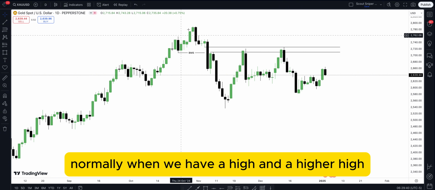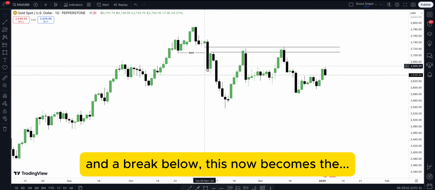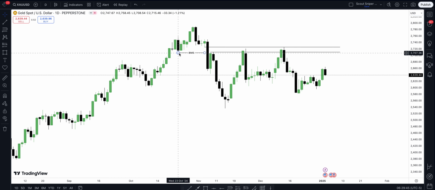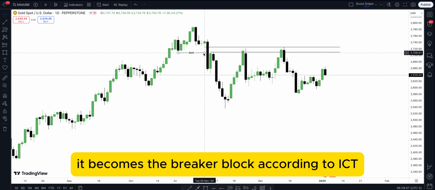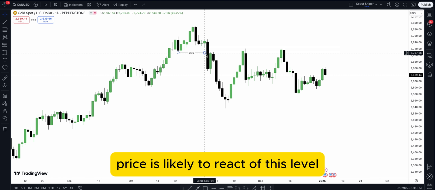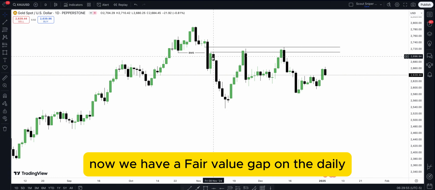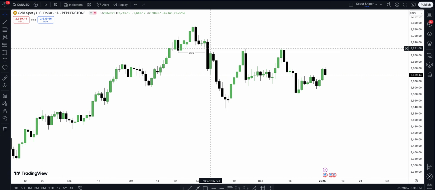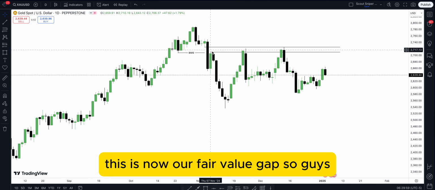Normally when we have a high and a higher high and a break below, this now becomes the breaker block according to ICT. So when we have a breaker block, price is likely to react off this level. Now we have a fair value gap on the daily. This is now our fair value gap.